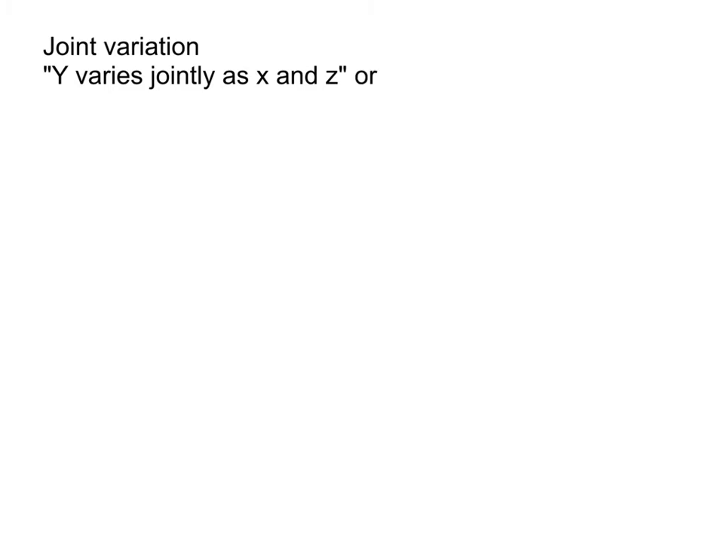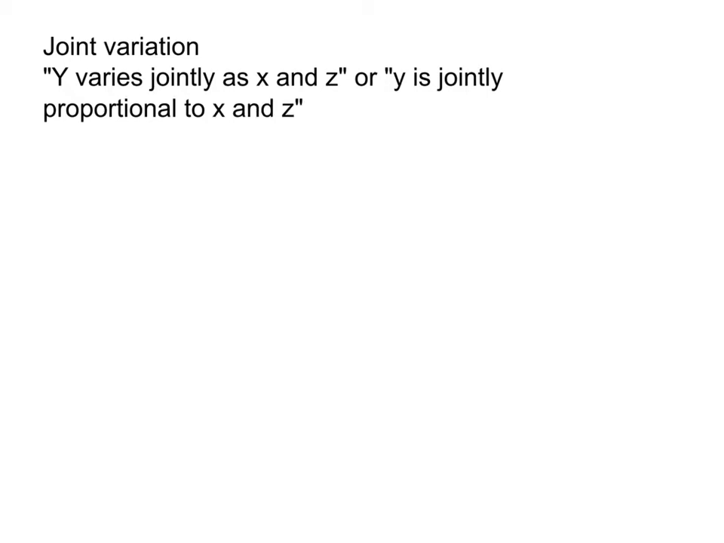Or you'll see that y is jointly proportional to x and z. Okay, so again, it's in the name, so you'll see jointly, and that's your indicator that we've got something along the lines of y is equal to our constant of variation times x times z. So varying jointly means we're multiplying those two things together.